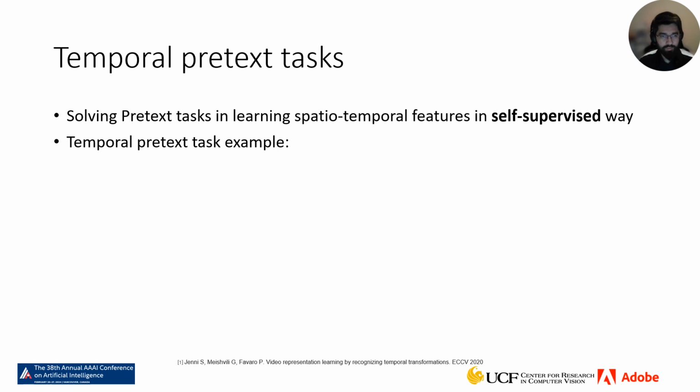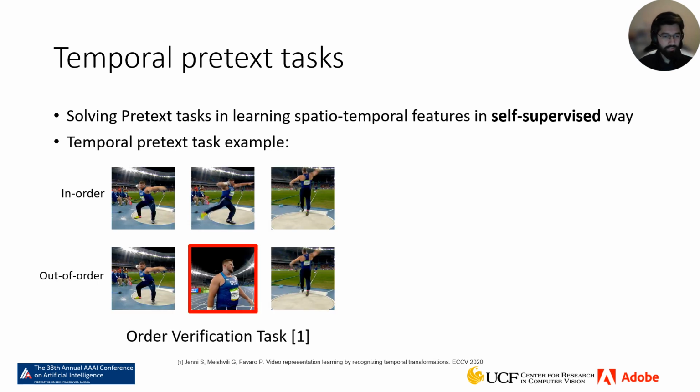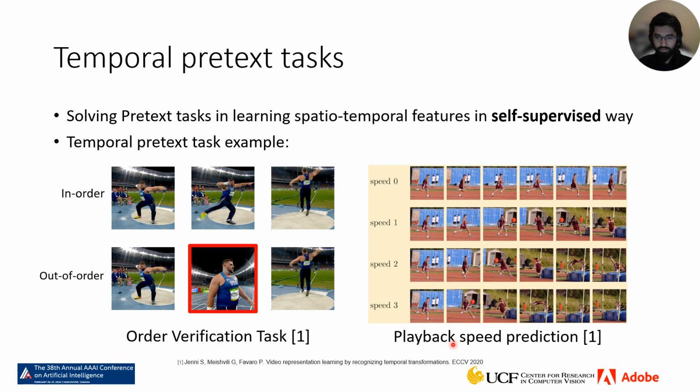Some examples of temporal pretext tasks include the frame order verification task, for example, whether the sequence contains in-order frames or out-of-order frames. Or it could be playback speed prediction, where a video is played at multiple playback rates and the task is to classify the speed of the video.